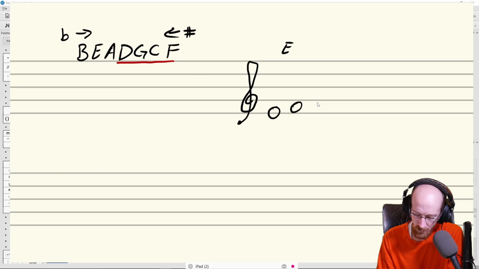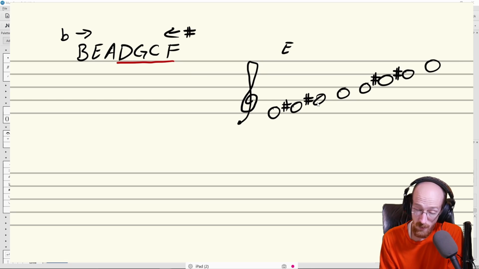So now we just go up. We go, okay, E, we put a note on every line and space. So we have an F sharp that's down here. We have a C sharp. We have a G sharp. And we have a D sharp. And there you go. You've got E major.